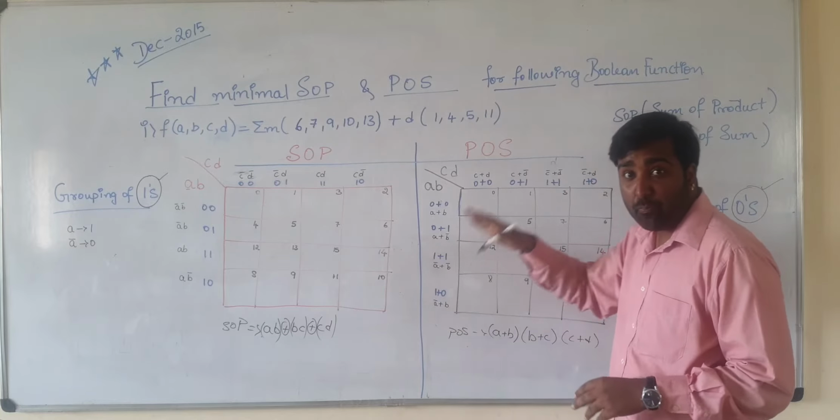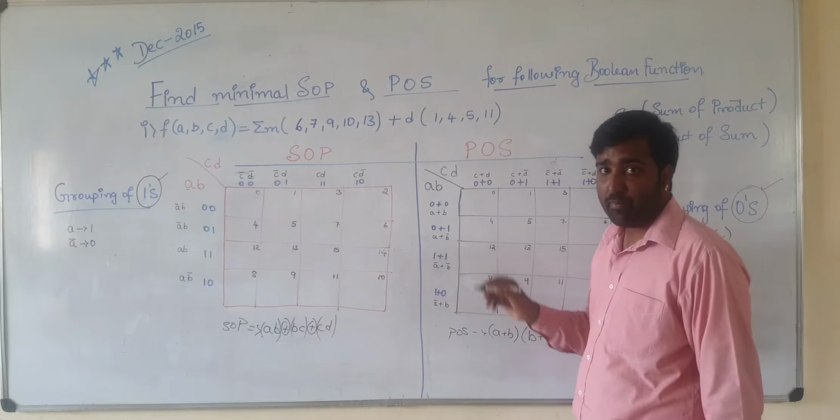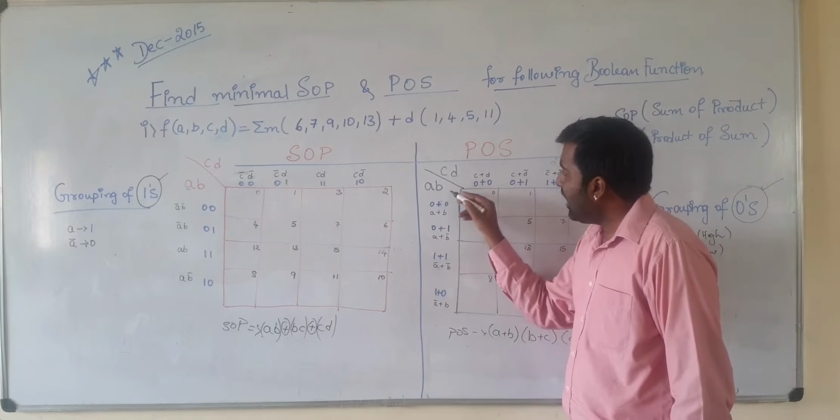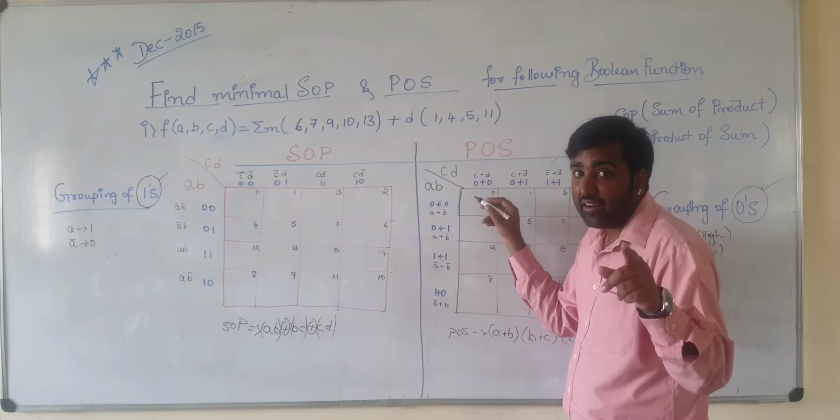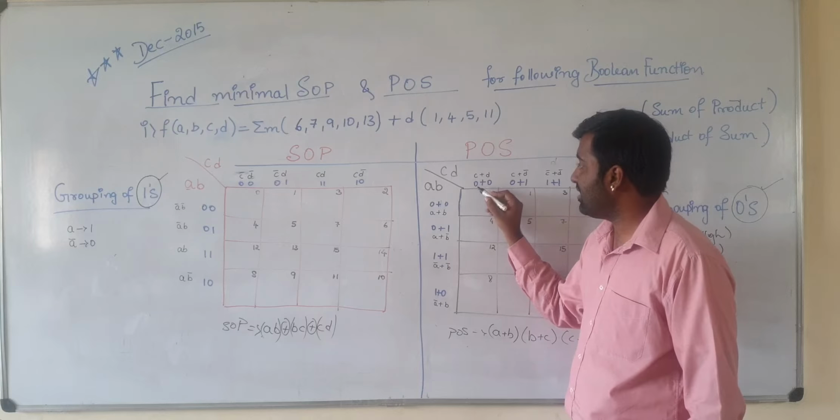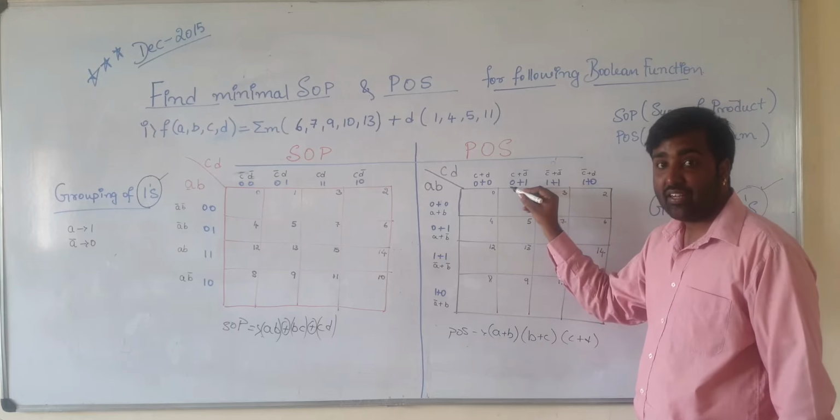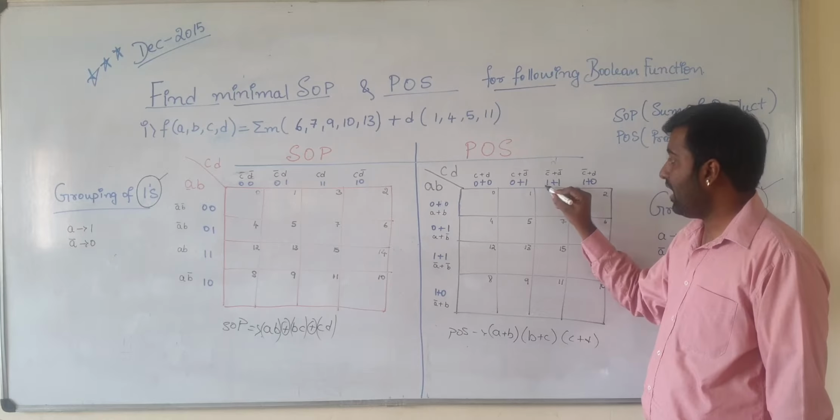But when it comes to product of sum, please observe carefully. Listen for the next minute, and you will be clear with the concept. Now here I will be taking 0 0. I am not taking a product here; it is a sum I must consider. So 0 0 will be 0 plus 0, 0 1 means 0 plus 1, 1 0 is 1 plus 0, and 1 1 is 1 plus 1.